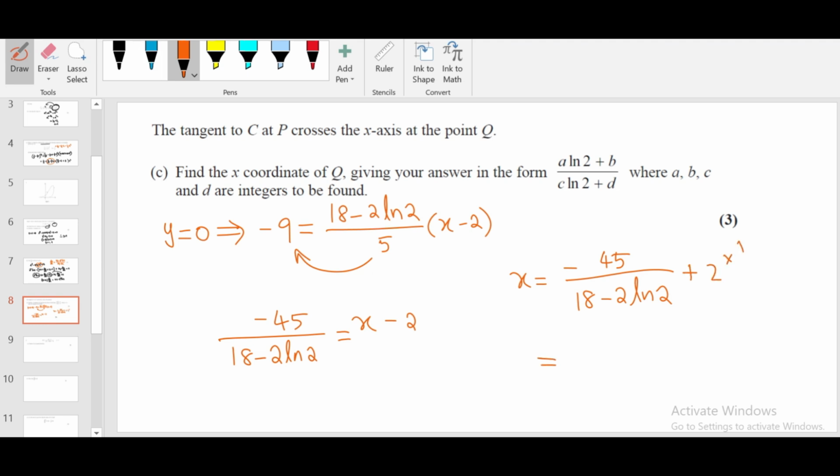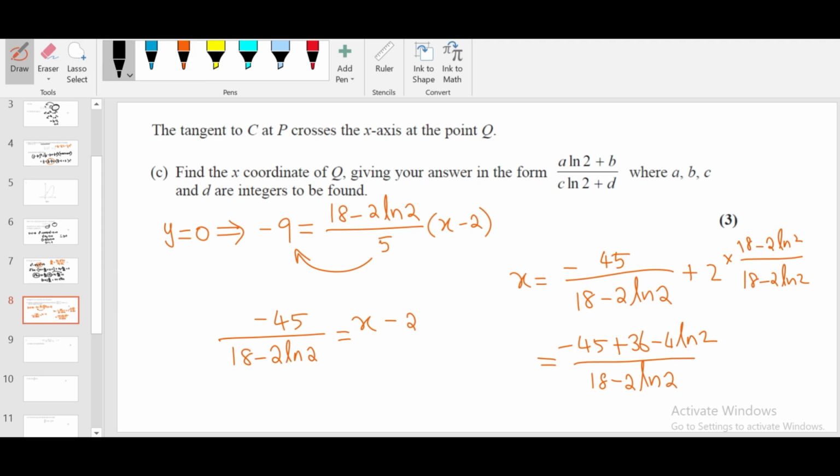So multiply and divide this term by 18 minus 2 ln 2 to make it as a common denominator. So you will get 18 minus 2 ln 2. On top you will have negative 45 plus 36 minus 4 ln 2. Simplify. Negative 45 plus 36 is negative 9. Negative 9 minus 4 ln 2 divided by 18 minus 2 ln 2. That's the x coordinate in this form.